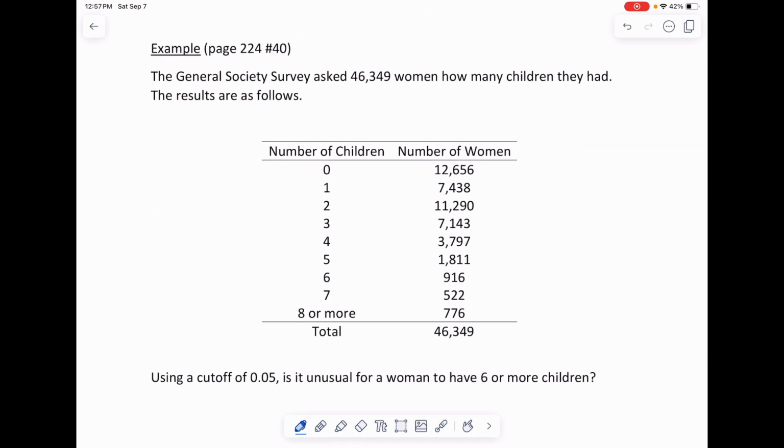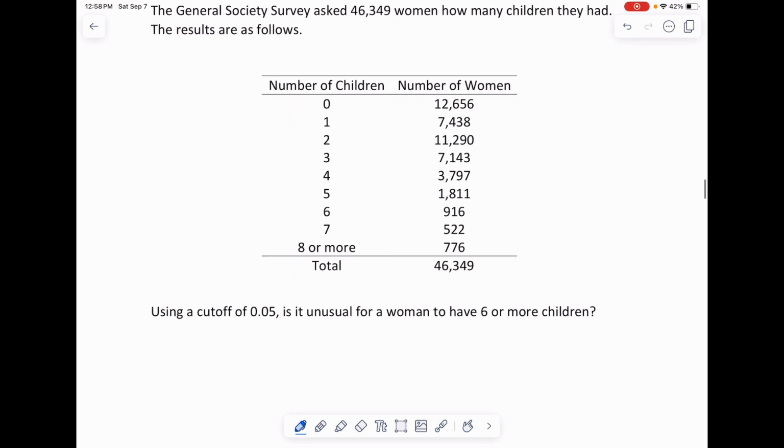General Society surveyed 46,349 women, asking how many children they had. The results are as follows. Okay, so we've got 0 to 7, and then 8 or more clustered into one group. And so using that cutoff of 0.05, that idea of 5% as separating unusual events, is it unusual for a woman to have 6 or more children?